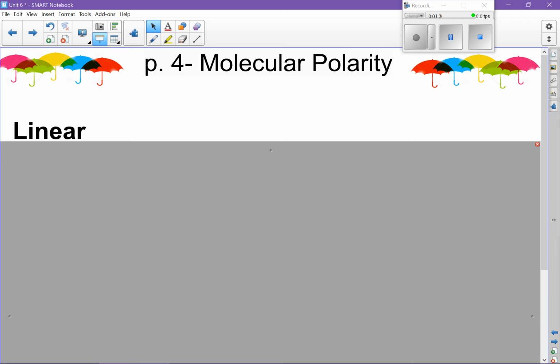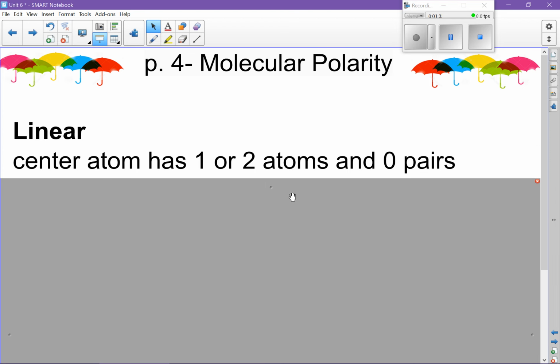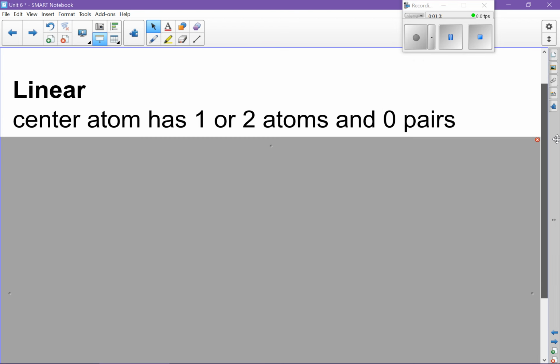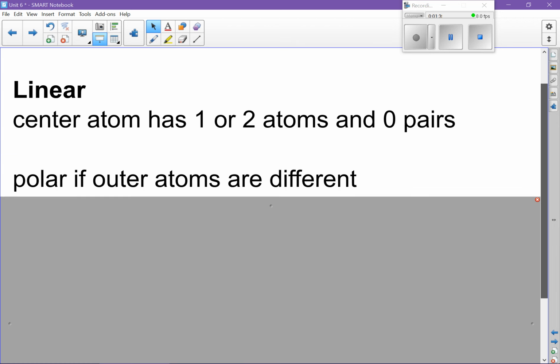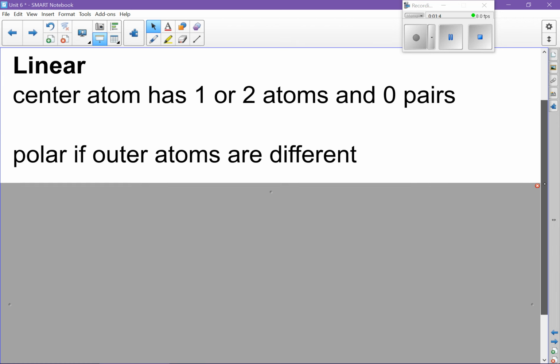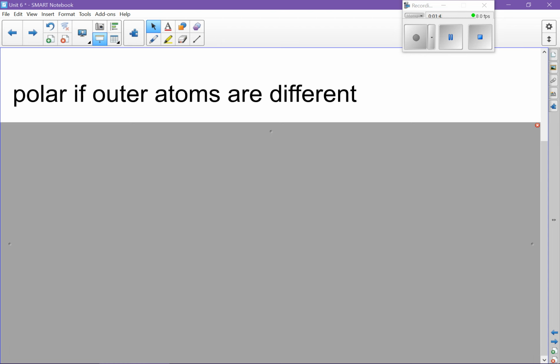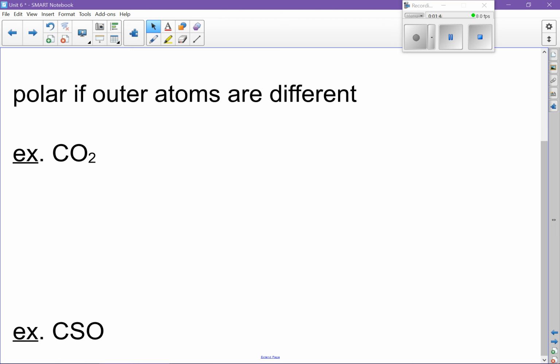If a molecule is linear, meaning the center atom has one or two atoms and there's no extra pairs of electrons, then your molecule will be polar if the outer atoms are different, okay? Which means it will be nonpolar if they're the same. So let's do two examples of what that will look like.